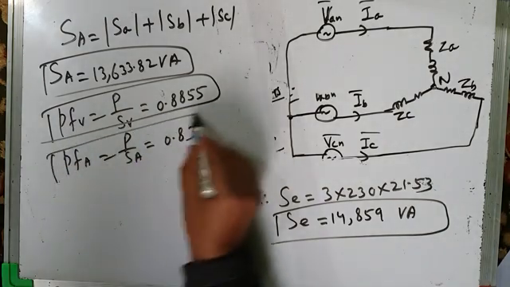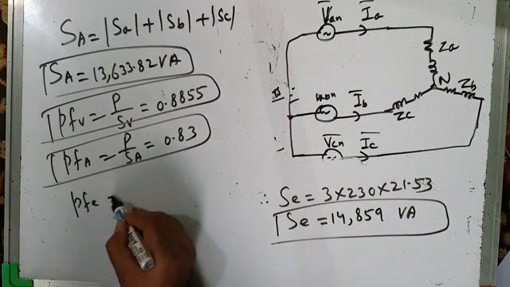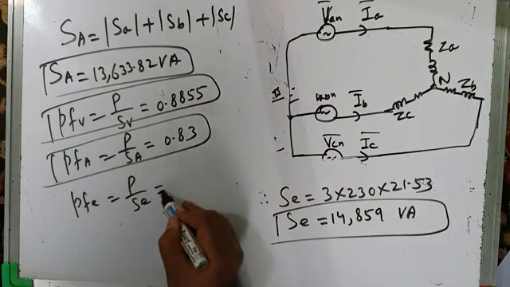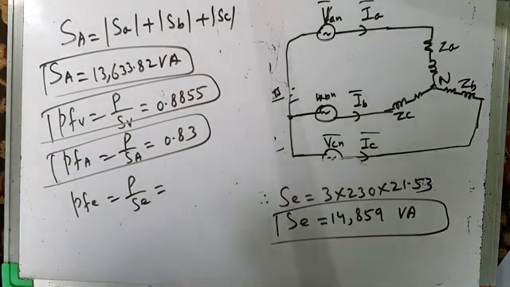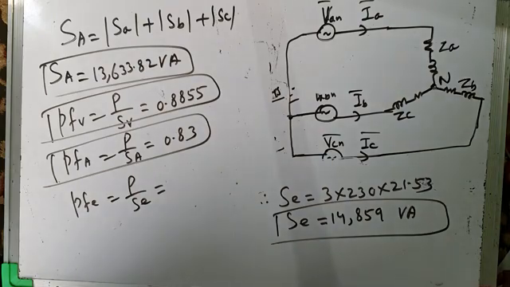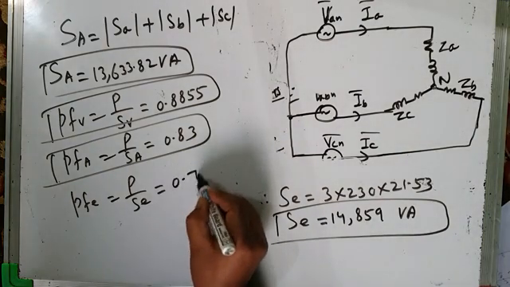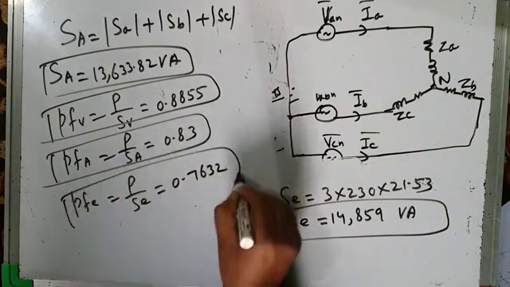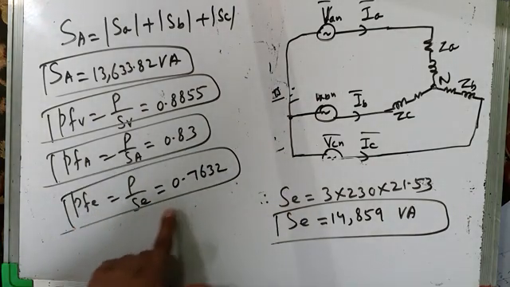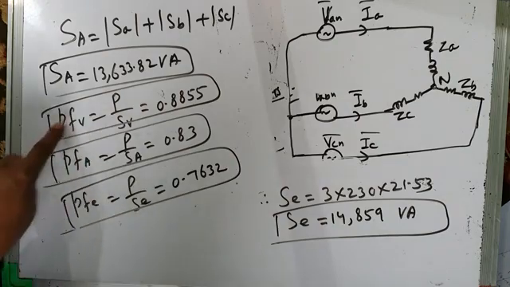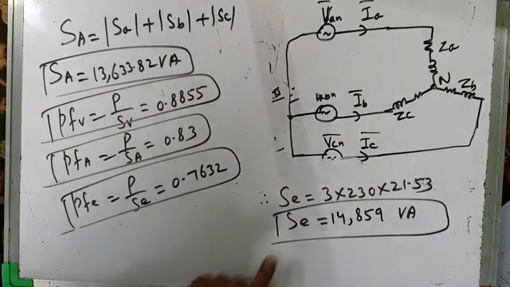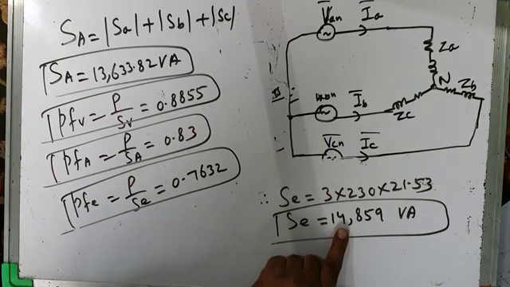0.83. And finally, effective power factor is P by SE. Substitute the values, and this comes out to be 0.7632. Here also you can see the effective power factor is lowest of all, and the vector power factor is highest of all. Similarly, effective apparent power is highest of all.